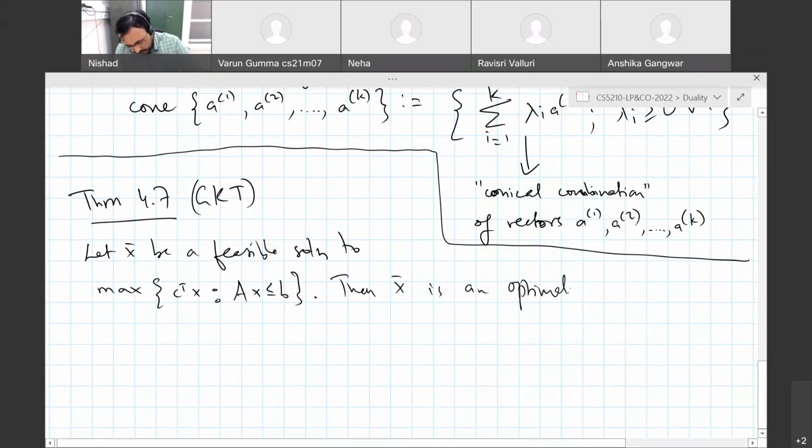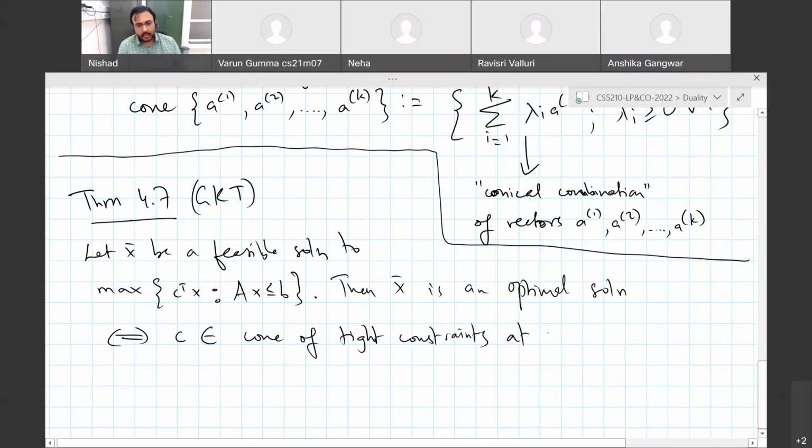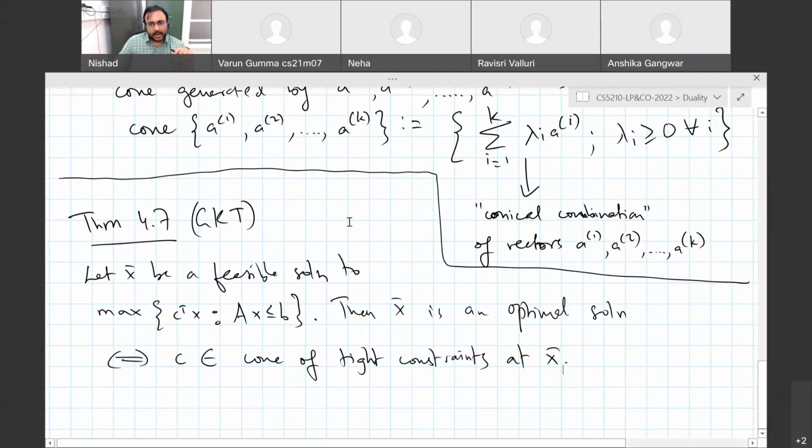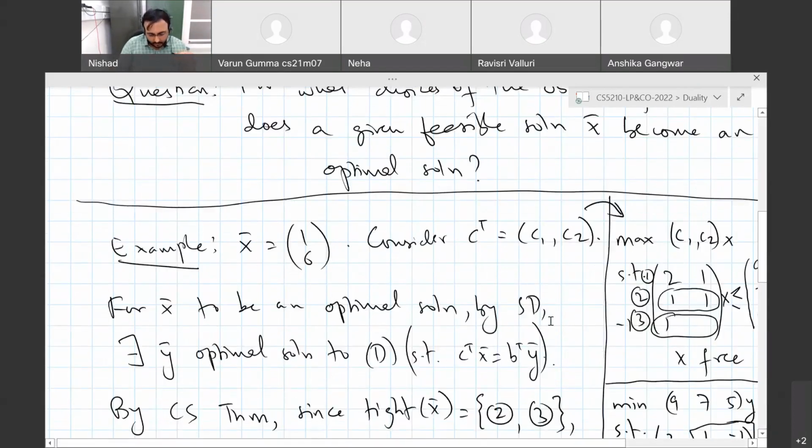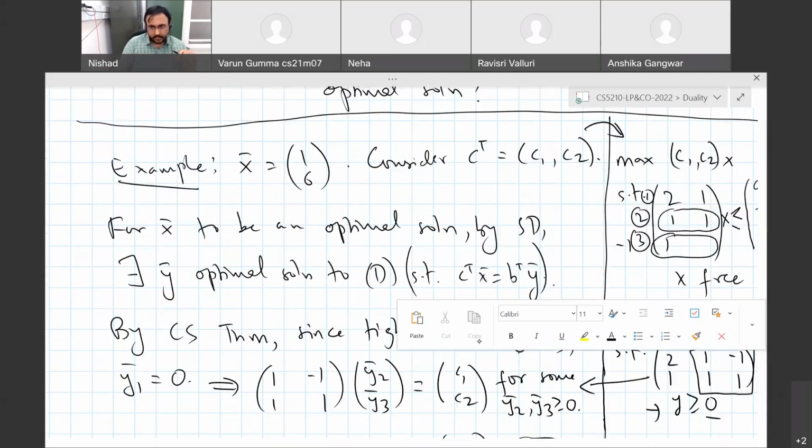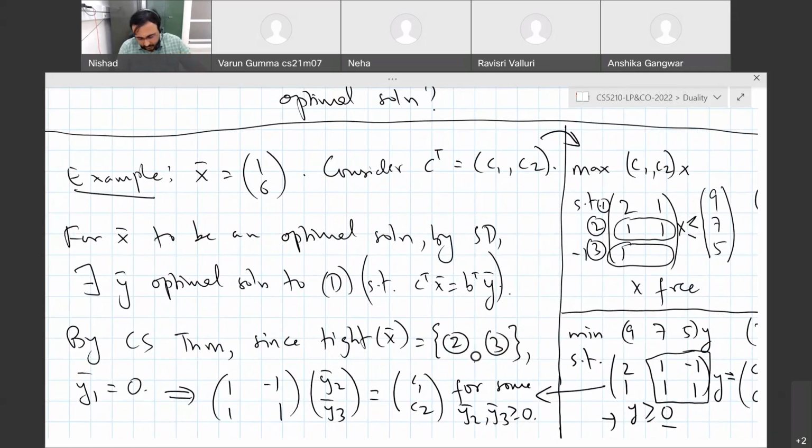So it's already a feasible solution. So it says that it is an optimal solution if and only if the objective function C belongs to the cone of tight constraints at X bar. So what does this mean? The cone of tight constraints means that you look at the tight constraints for your particular solution, right? So in our example, the tight constraints were 2 and 3, and you look at the rows corresponding to those two constraints.